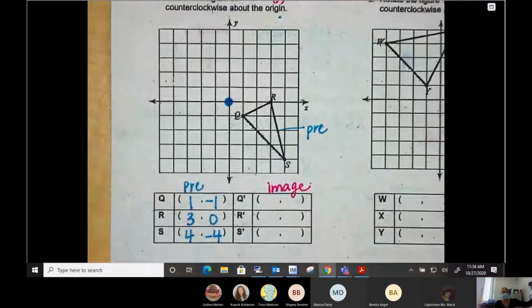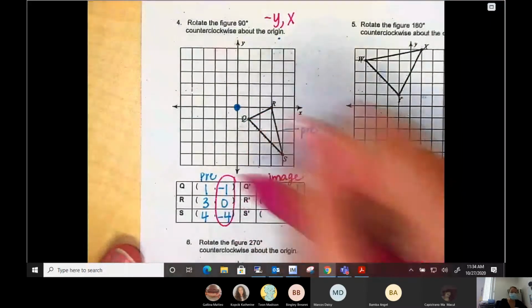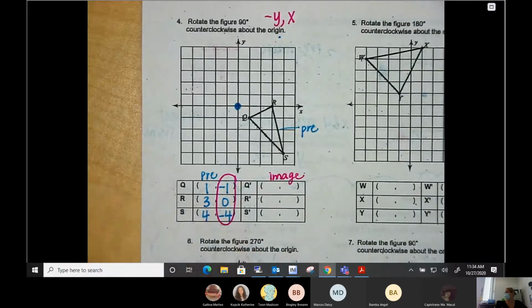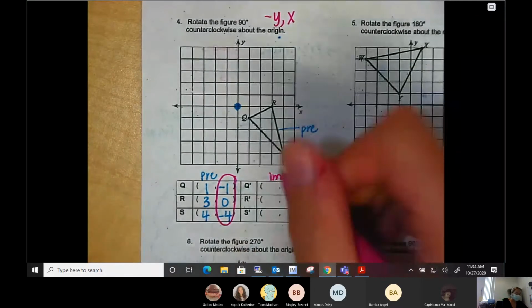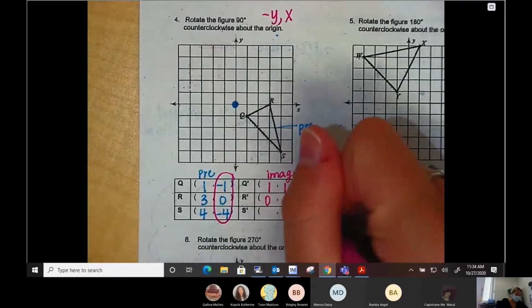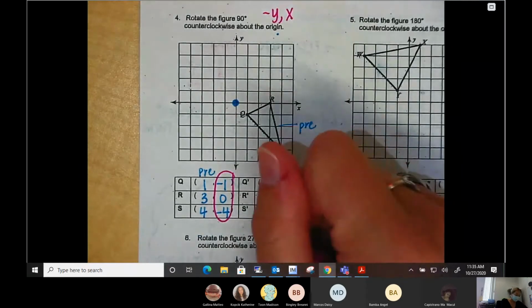So the X and Y trade places, the original Y's right here, all should change signs. Okay, so what would my first point Q prime become? Trade places, and the one I circled changes signs. 1 and 1. What would be my next one? 0 and 3. And what would my last one be? 4 and 4. There you go.